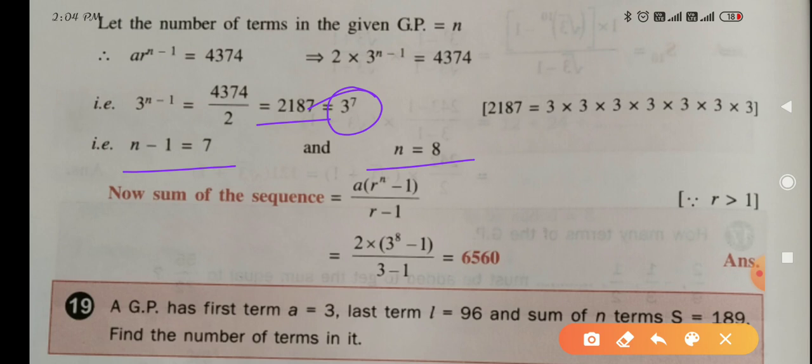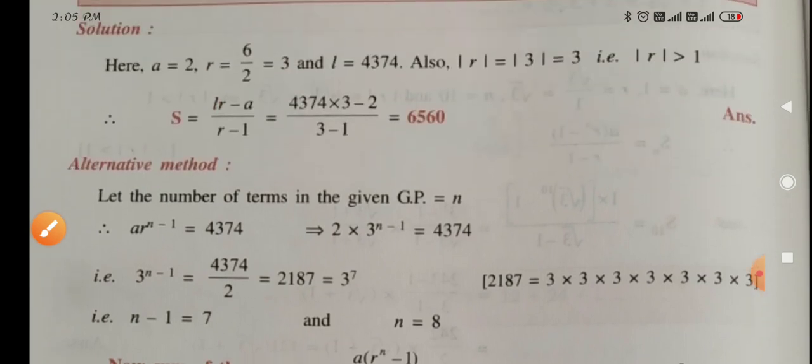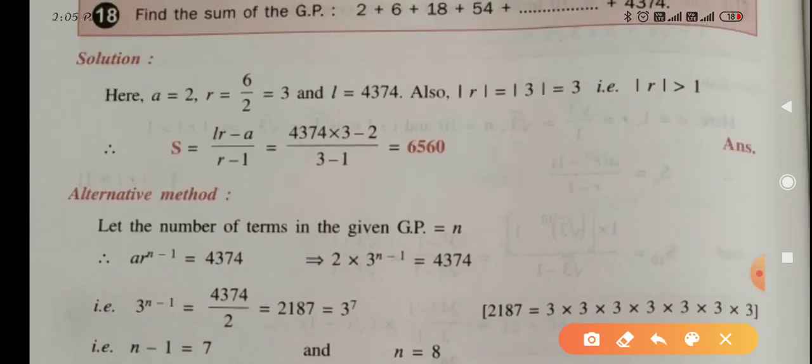of 8 terms. For the sum of 8 terms, you can apply the formula A into R to the power n minus 1 upon R minus 1. Why this formula? Because R is greater than 1. You can see R is 3, so modulus R is mod 3 equals 3, which is greater than 1. That's why we are applying this formula. Put the values of A, R and n: A is 2, R is 3, n is 8. After simplification you get 6560.